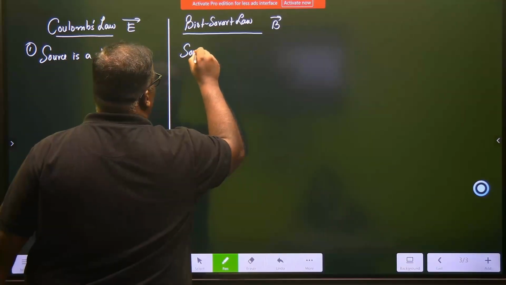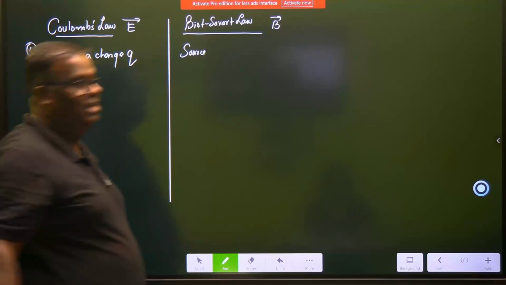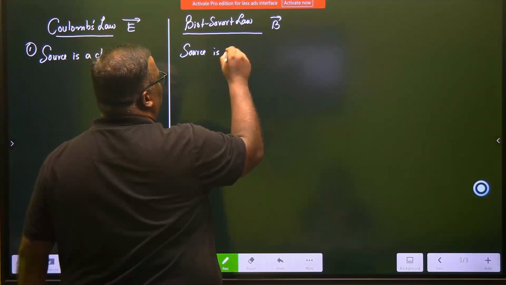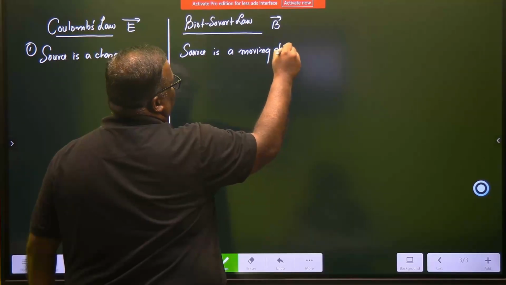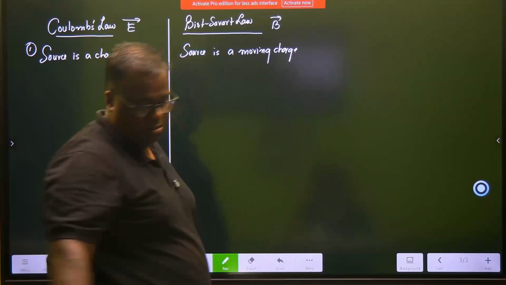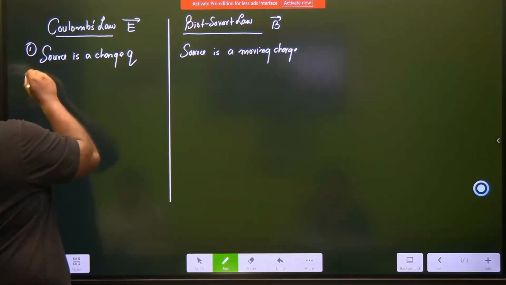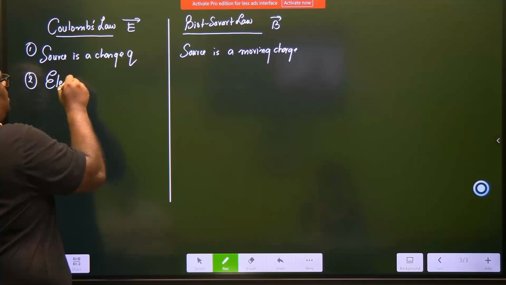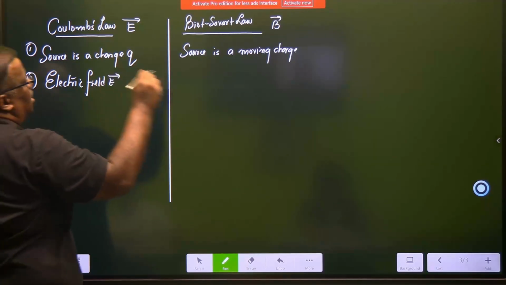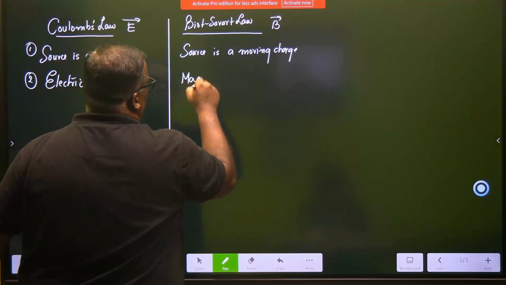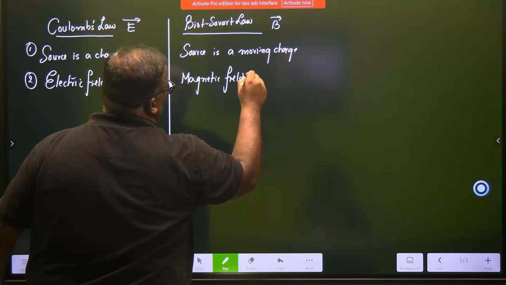And here, what is the source? Can you tell me? Moving charge. Here the source is a moving charge. This we had done in the last class also. It's a moving charge. This gives you electric field E, and this will give you magnetic field B.